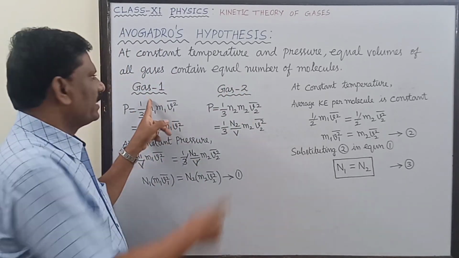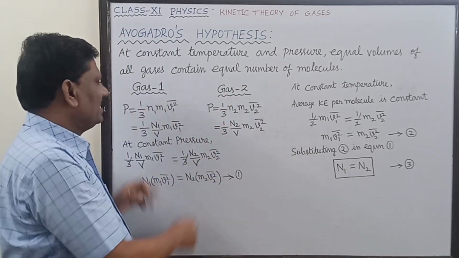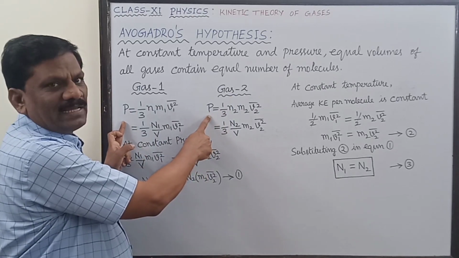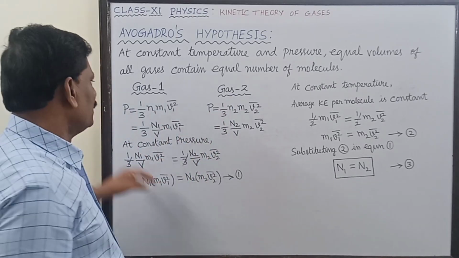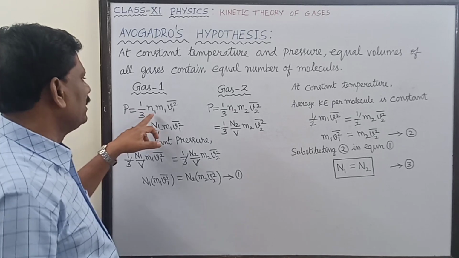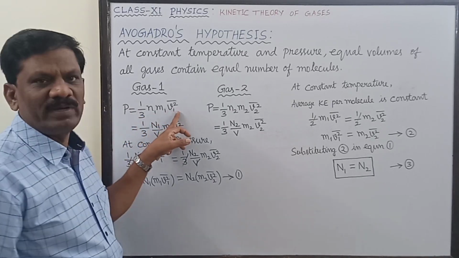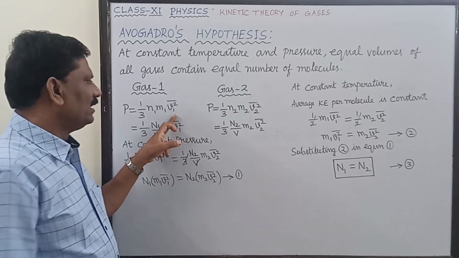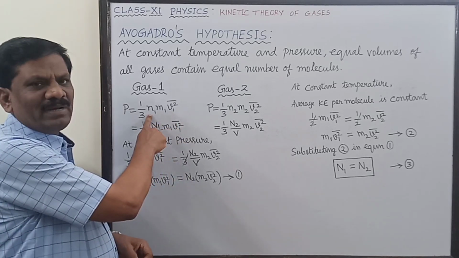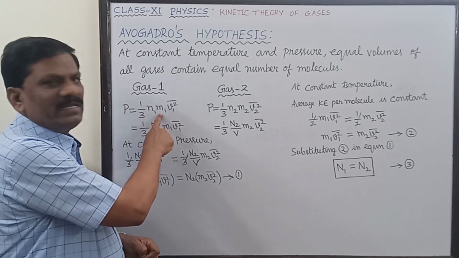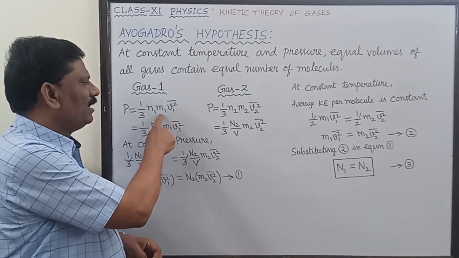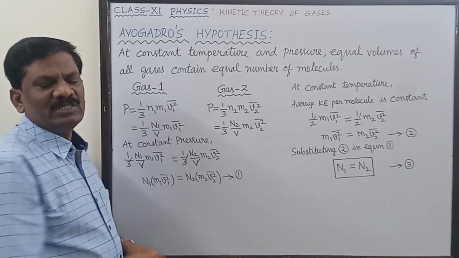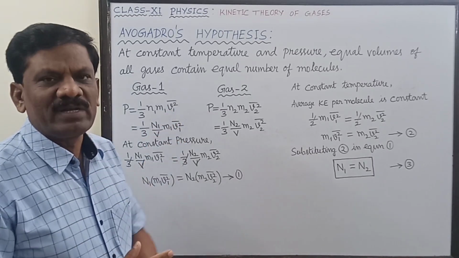For that I have considered two gases and written the expression for the pressure exerted by the two gases. So the pressure P is equal to 1 by 3 into n m V square average. This suffix 1 is for the first gas. So small n1 is the number density, small m1 is the mass of one molecule, and V1 square average is the mean square velocity.